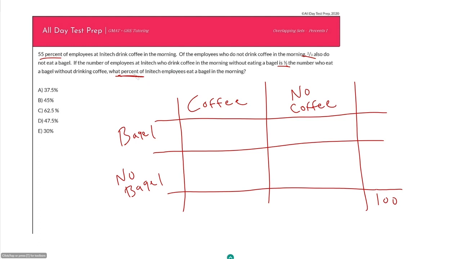If the question said how many employees at Initech eat a bagel in the morning, then that would throw off all of our assumptions. So I'm going to assume we have 100 people at Initech. And now let's fill in our table based on this.